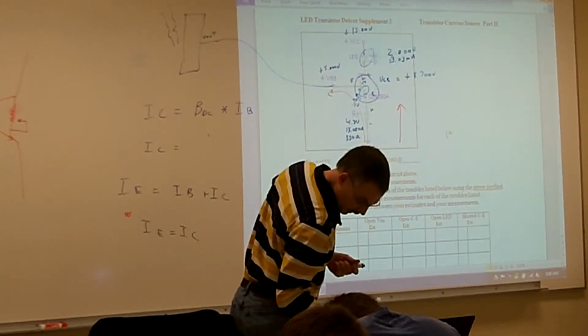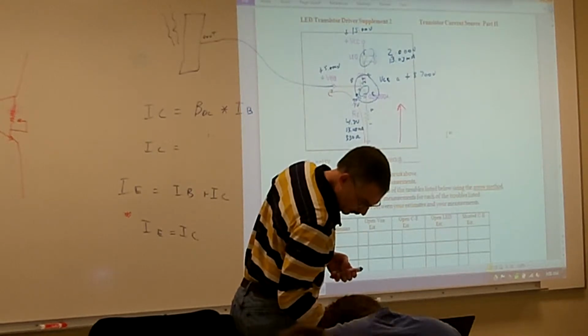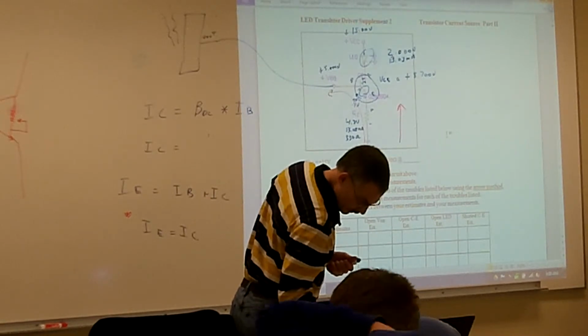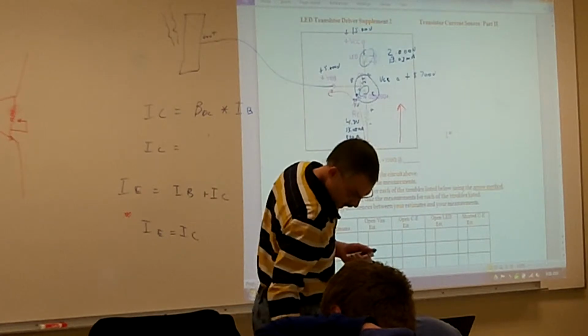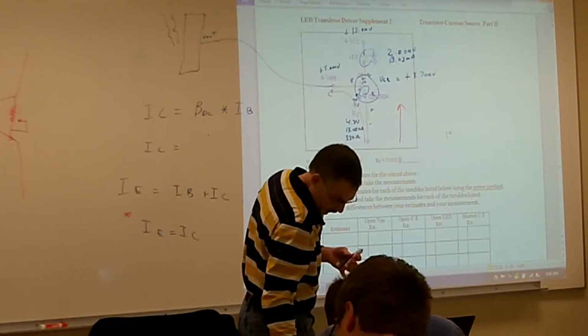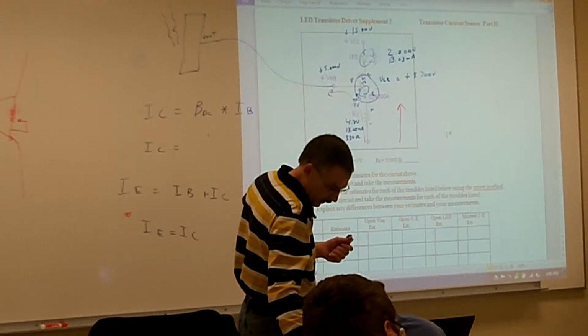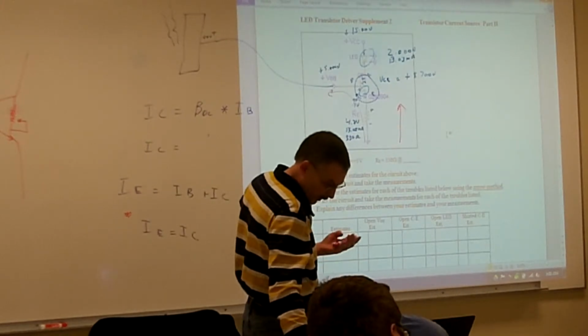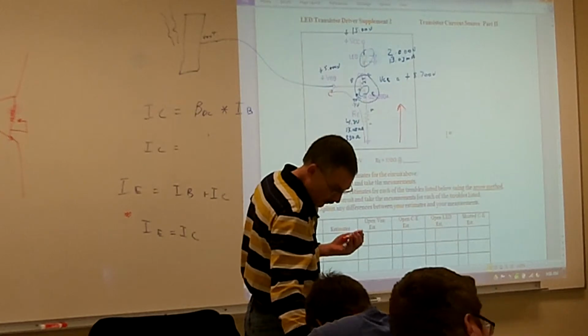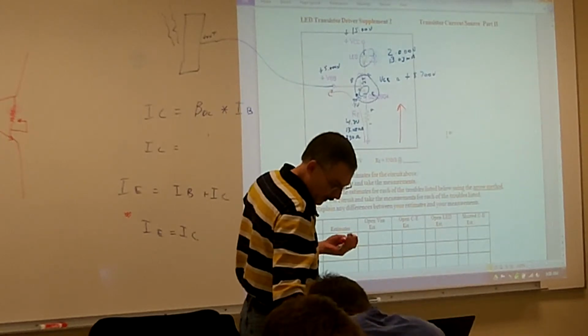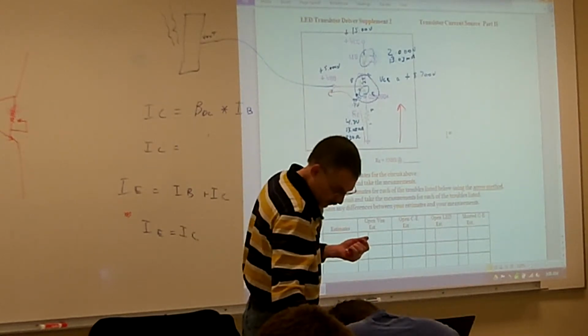So let's see. We were on current of IE. So then the current of the LED. What happens to the current of the LED? Zero. That one drops. The voltage of the LED. Stay the same.